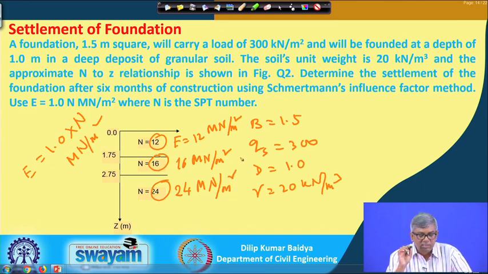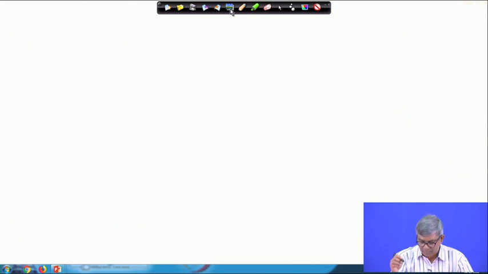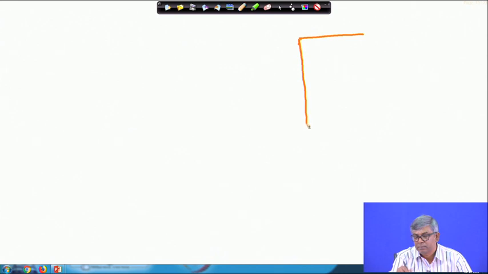So, this is the situation given. So, for this I have to find out the settlement. Okay. So, for that let me see one by one. Suppose your ground surface is somewhere here and your footing is at 1 meter depth. Suppose footing is at this depth.